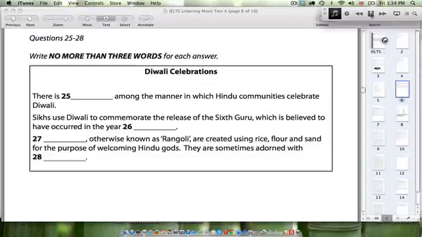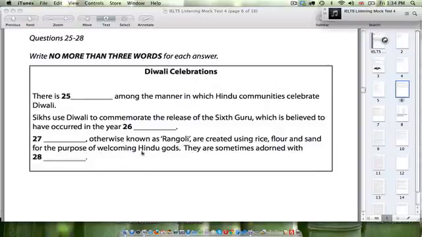Conversation. You have some time to look at questions 25 to 28. Okay, so let's quickly go through these. There is blank among the manner in which Hindu communities celebrate Diwali. Probably an adjective or noun. Sikhs use Diwali to commemorate the release of the sixth guru. This will appear in the listening for sure. This is a name which is believed to have occurred in the year, a number, of course, otherwise known as Rangoli, are created. So some things, it's going to be a noun, created using rice, flour, and sand.